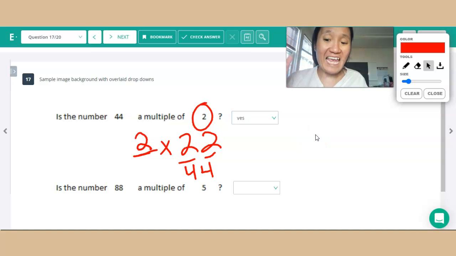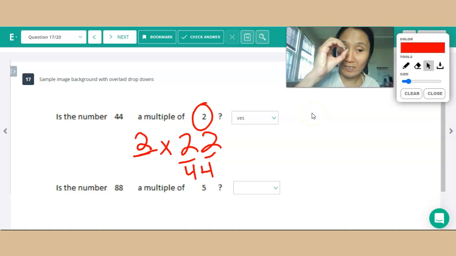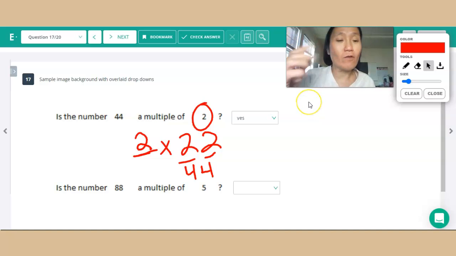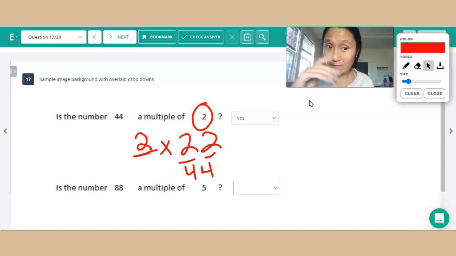Okay. Is 88 a multiple of 5? Well, automatically I can tell, if I skip count by 5s, 5s always end with 5 or 0. So I will never hit 88 if I'm skip counting by 5s. I can hit 80 and I can hit 85, but never ever will I hit 88. So 88 is not a multiple of 5. I can never multiply 5 by anything and hit 88. So this one is a no.